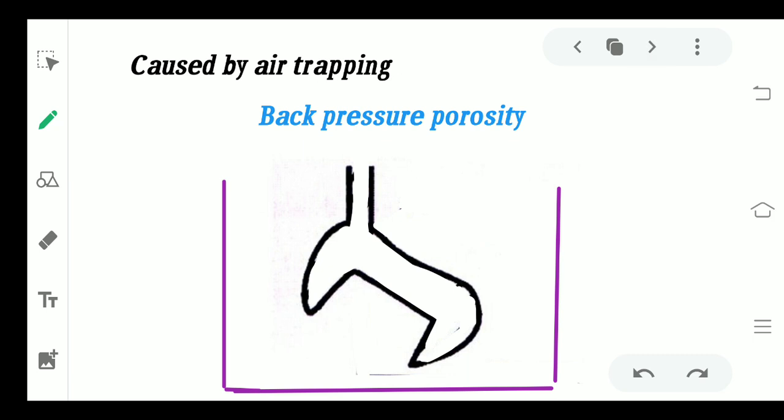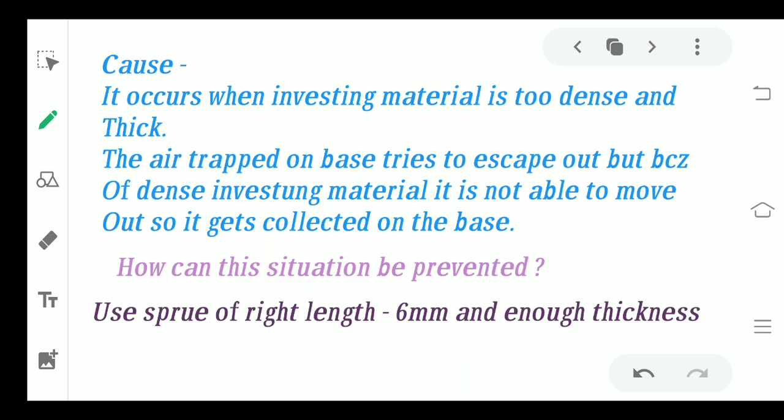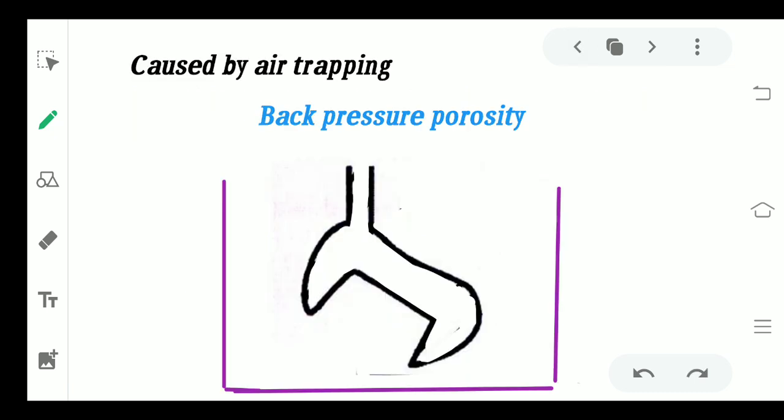Now the next one we see is caused by air trapping, and for this we have the back pressure porosity. Now what happens in the back pressure porosity? Let me show you. It usually occurs when the investing material is too dense and thick. What exactly happens in the back pressure porosity is that the molten metal comes from here, and all the air inside it, which was already existing, moves towards the base. It tries to escape out through this surface.